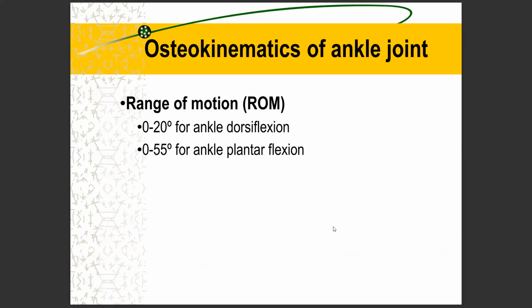If you talk about the osteokinematics of the ankle joint, there is only 1 degree of freedom. We discussed before that the movements occur in one direction only, and that is dorsiflexion and plantar flexion. Dorsiflexion means the dorsum of the foot comes towards the shin; the angle between the dorsum of the foot and the shin decreases, and this is known as dorsiflexion. And when the angle between the shin and the dorsum of the foot increases, that is known as plantar flexion.